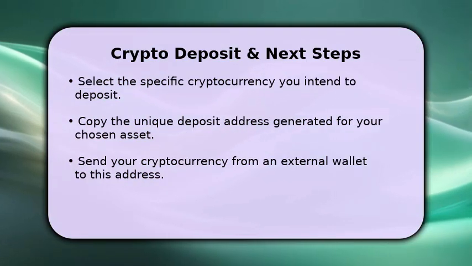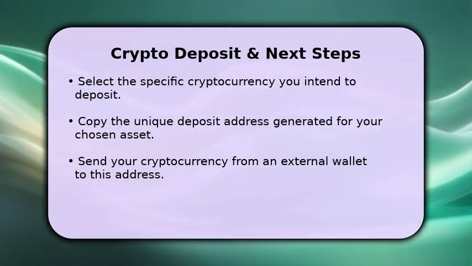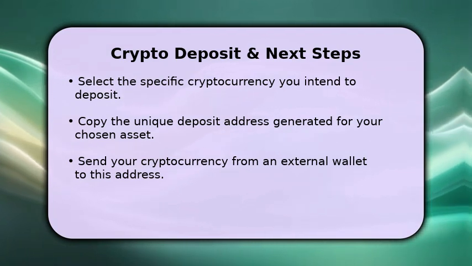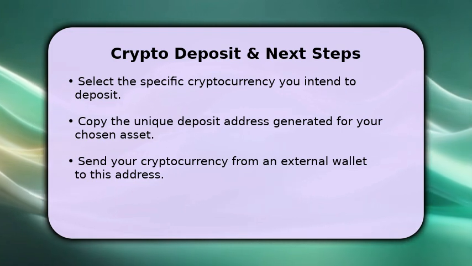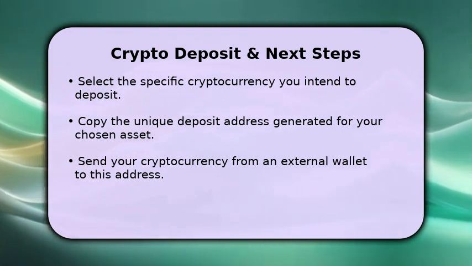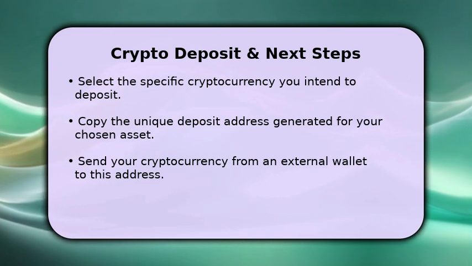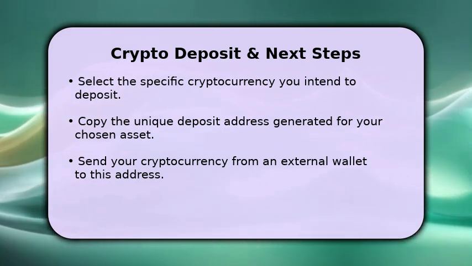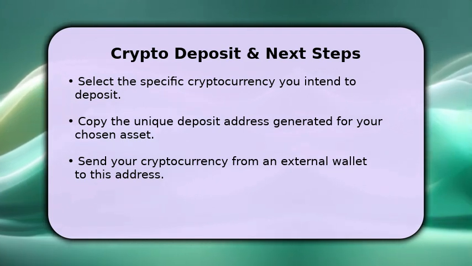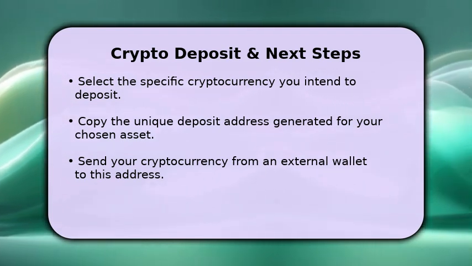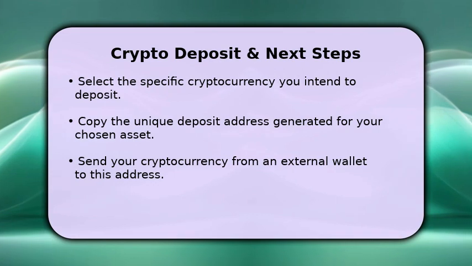Depositing cryptocurrency is also straightforward. Simply select the crypto you wish to deposit, and Binance will generate a unique deposit address. Carefully copy this address and paste it into your external wallet when sending funds. Always double-check the address and network to avoid errors. Once confirmed on the blockchain, your crypto will be available in your Binance wallet, ready for trading or other activities.